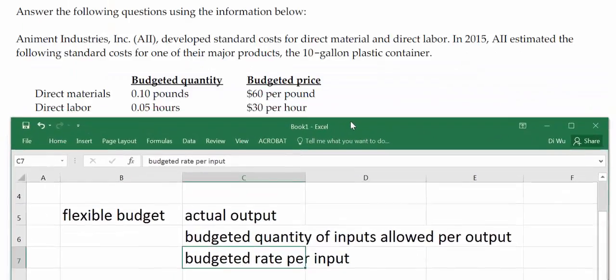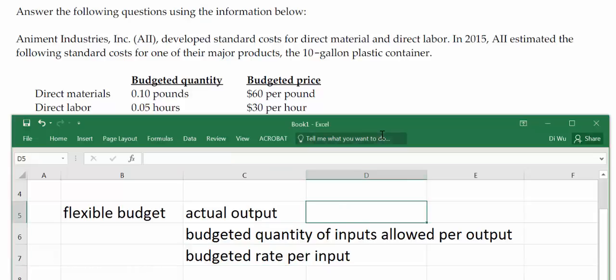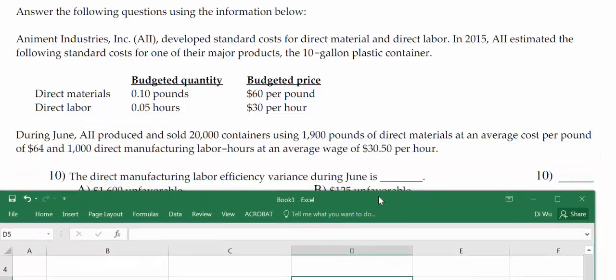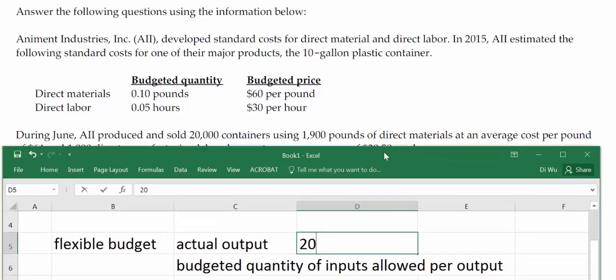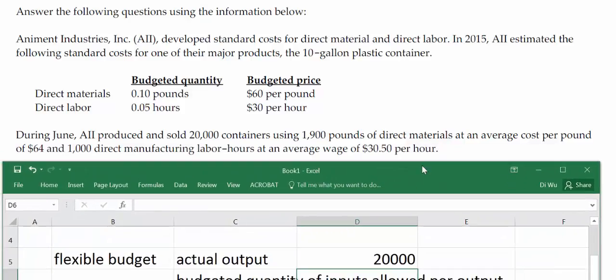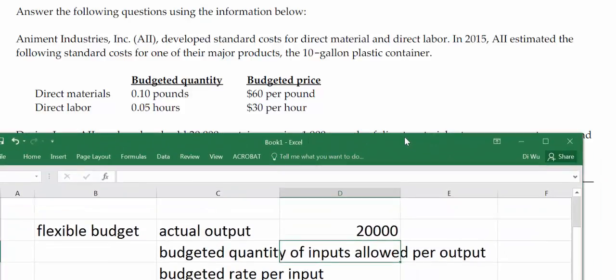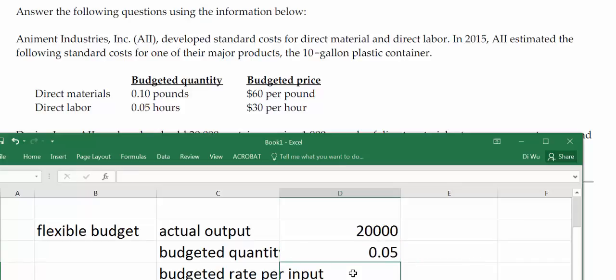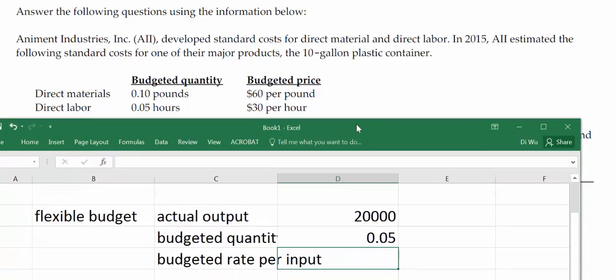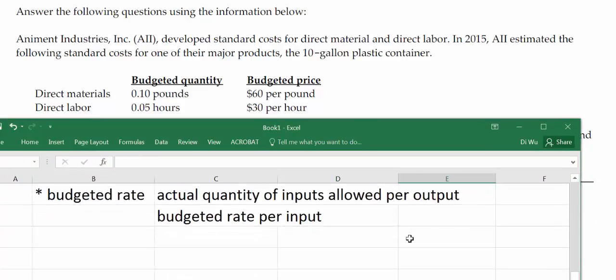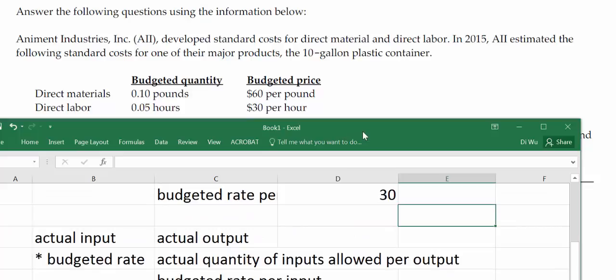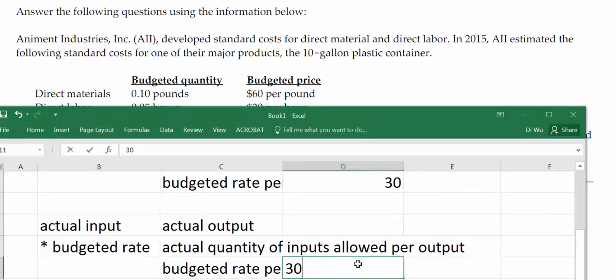So now let's get back to our question to find all these numbers. The actual output, I'm looking at 20,000 containers, so I'm going to put 20,000 containers here. For the budgeted quantity of inputs allowed for output, I'm looking at basically direct manufacturing labor hours per every container. So I'm looking at 0.05. And the budgeted rate per input, I'm looking at $30. Then you're done. So for the next, the actual total inputs multiplied by the budgeted rate: first of all, budgeted rate is 30.